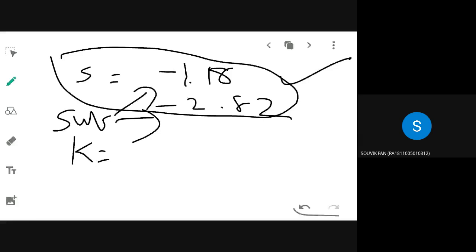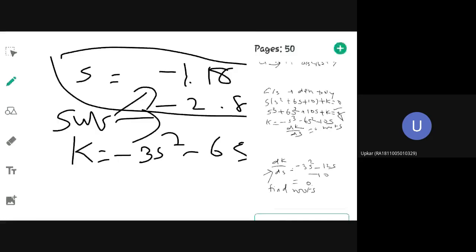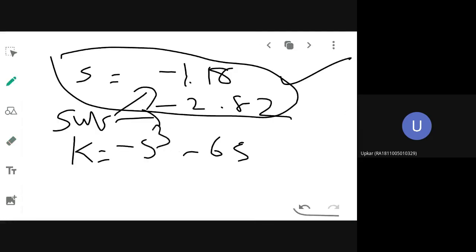Minus 3s squared minus 12s or 6s? Sorry. 6s. K equals minus s cube minus 6s square minus 10s.